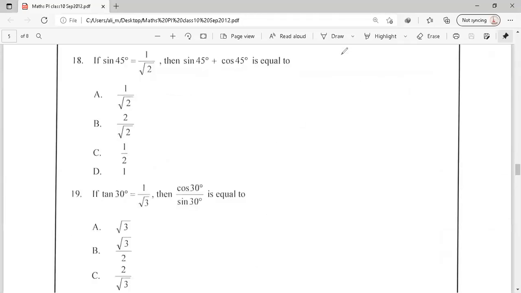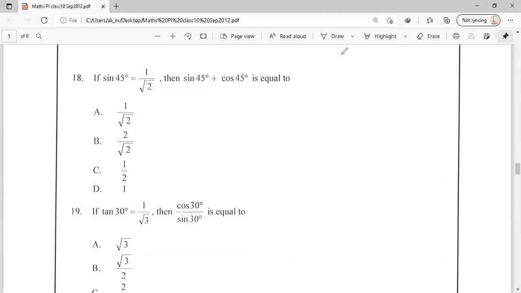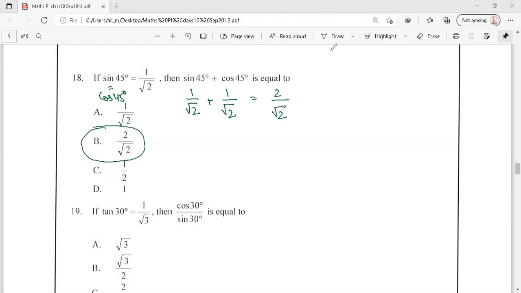Let's move to our question number 18. Sine 45 is equal to 1 over root 2. We have to find the value of sine 45 plus cos 45. We know that sine 45 is equal to cos 45. It means sine 45 is 1 over root 2, and cos 45 is 1 over root 2. That is equal to 2 over root 2. Option B is the right answer.